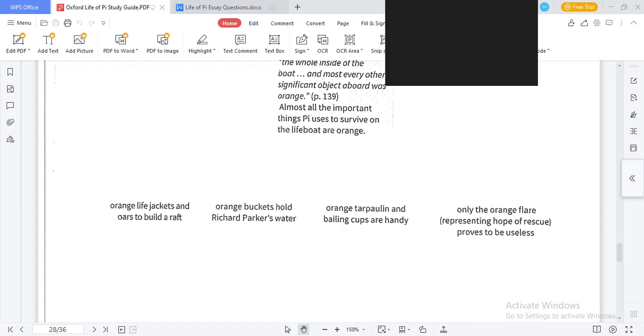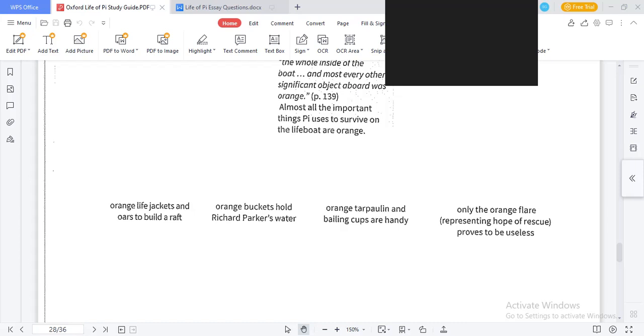Okay, help me with this word. There's the orange tarpaulin. And bailing cups are handy. They're also helping him to survive. Only the orange flare representing hope of rescue proves to be useless. So everything else was useful. There's the life jackets and the oars to build a raft.